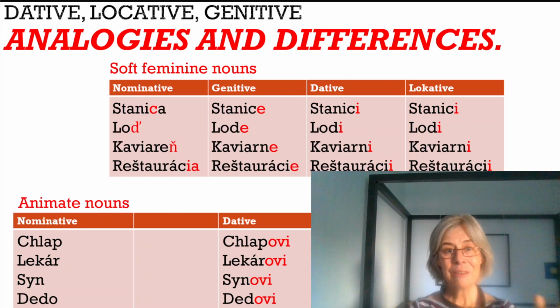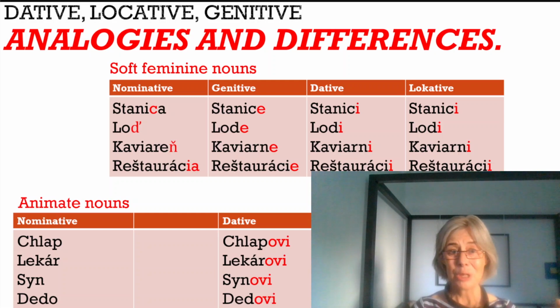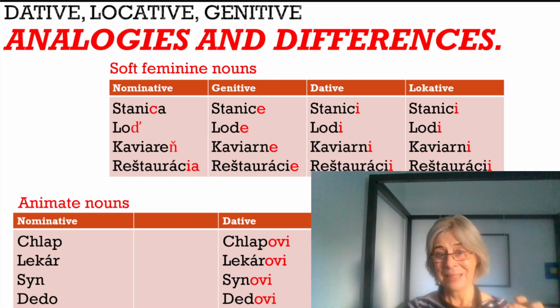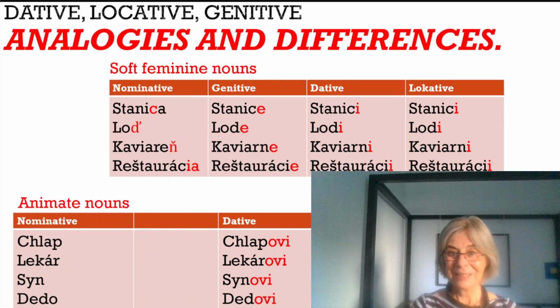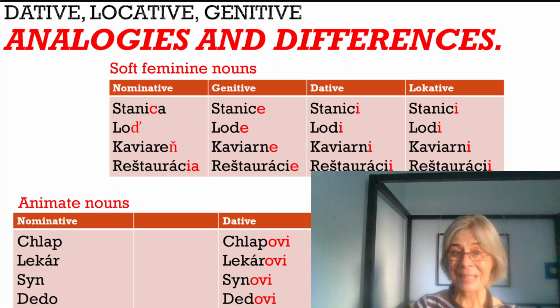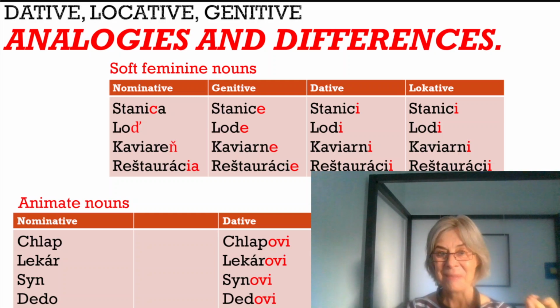This is a soft feminine noun, and now we are talking about soft feminine nouns. Stanica, because the root of this word ends in c, so it is a soft noun. Genitive, bez stanice. Nie môžem žiť bez stanice. The ending is e. Loď, again, a soft feminine noun. Nemôžem žiť bez lode. Kaviareň. Bez kaviárne. Reštaurácia. Bez reštaurácie.